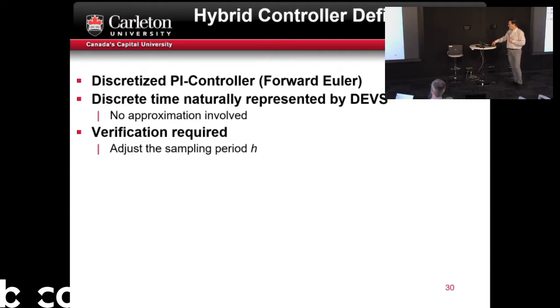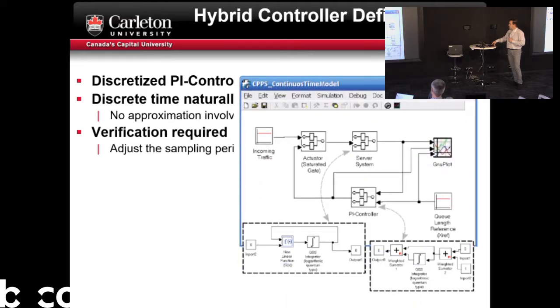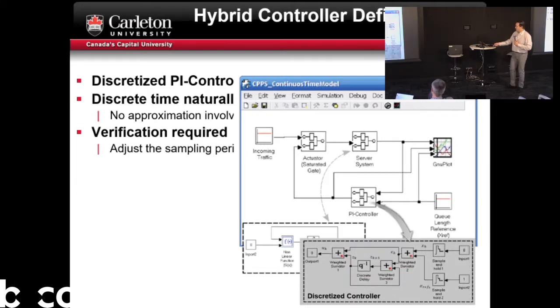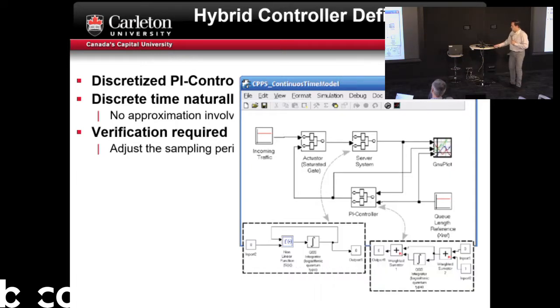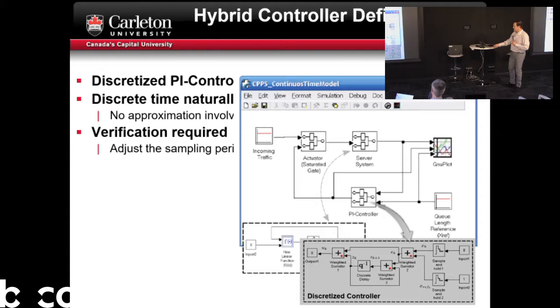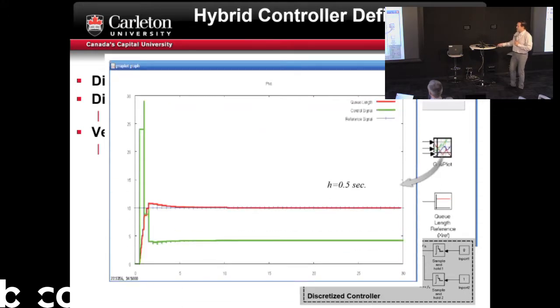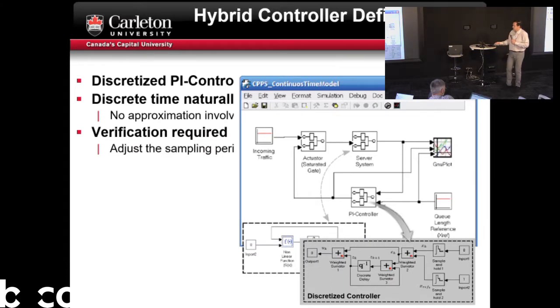And there was some verification required to adjust the sample period, but in the end, we ended up having the same model, and we replaced a continuous component, the PI controller, by a discrete event version of the controller using quantized state systems. So as you can see here, we have an integral that is replaced by a quantized component, which is discrete. And we have a discretized version that does exactly the same as the continuous version, without worrying too much about anything, right? So it's the same high-level model.